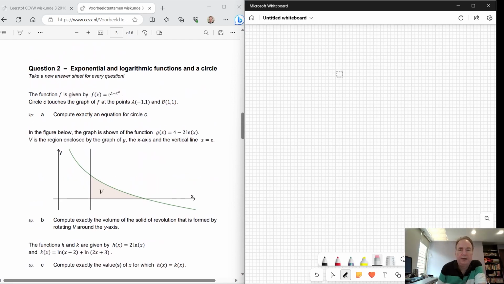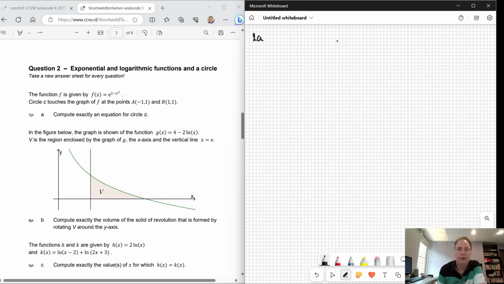Question 2a. The function f is given by this, and then there's a circle C that touches the graph of f at the points minus 1, 1 and 1, 1. Compute exactly an equation for the circle C. Okay, that is a little bit of a tricky question.